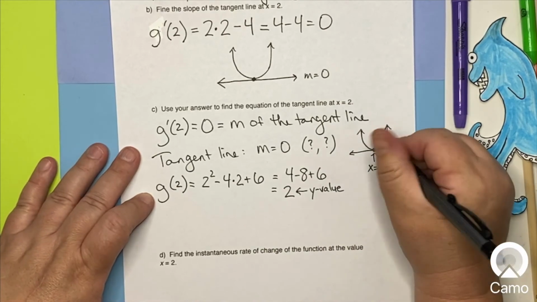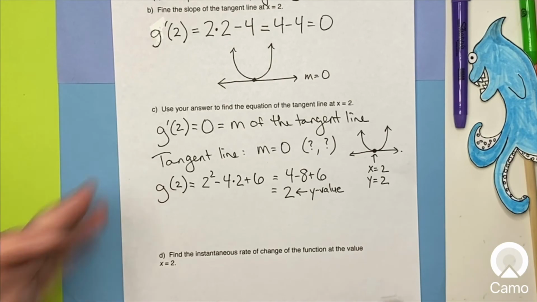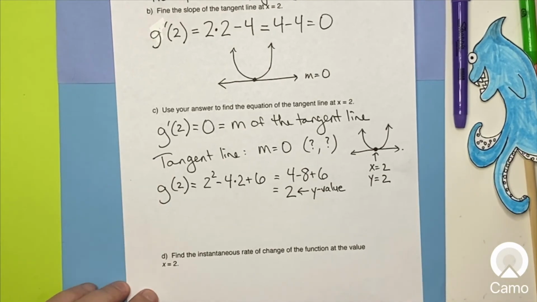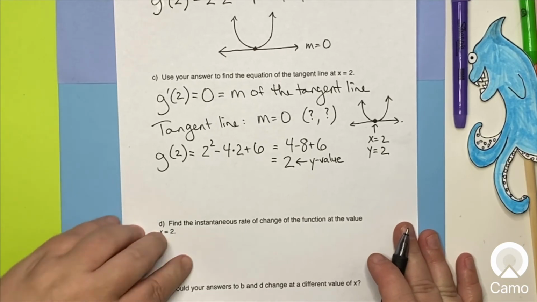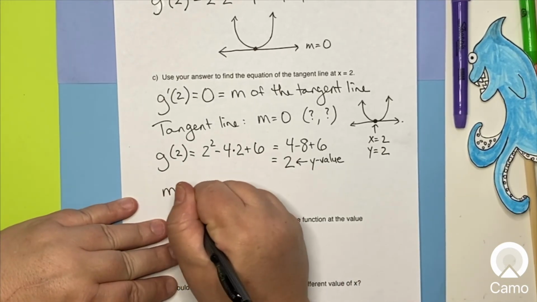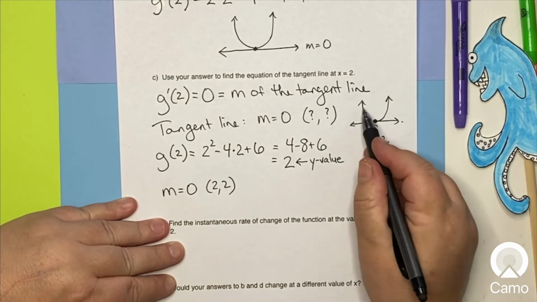So this point right there, x equals 2 and y equals 2. It just happened that way. I didn't intend it that way. It just happened that they match. They won't always. So I know that my slope is 0 and my point is 2, 2. That's the point that they share.